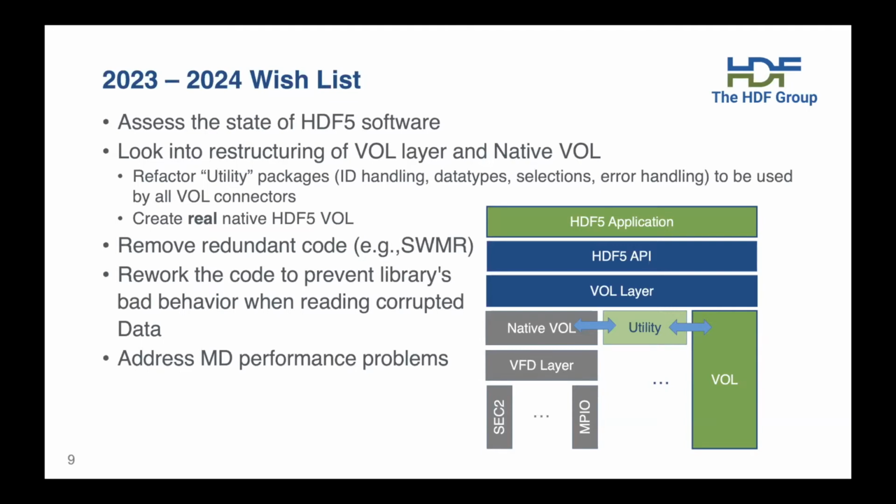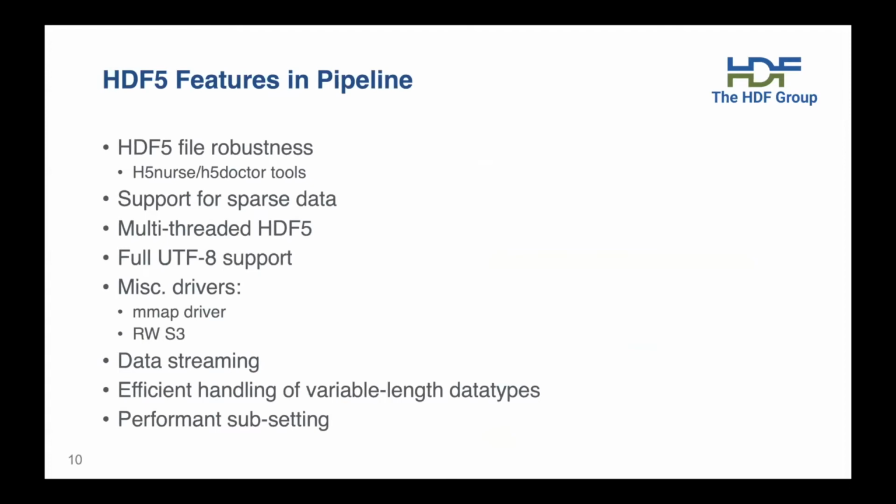Next slide, please. And here is the list that comes up all the time on the forum or in our help desk, and it was emphasized several times here. HDF5 file robustness, so we're not corrupting data. We need tools to identify where corruption is, whether the file can be repaired, and how we can save the data. Support for sparse data, multi-threaded support, full UTF-8 support, and keep developing miscellaneous drivers like the memory map driver, read-write, S3. Data streaming comes a lot on top of requests, especially from the financial community and the experimental community. Efficient handling of variable length data, and performance of subsetting.